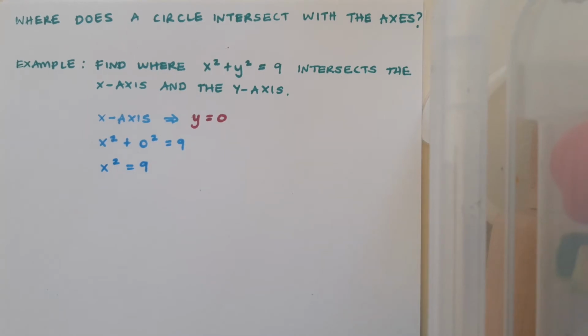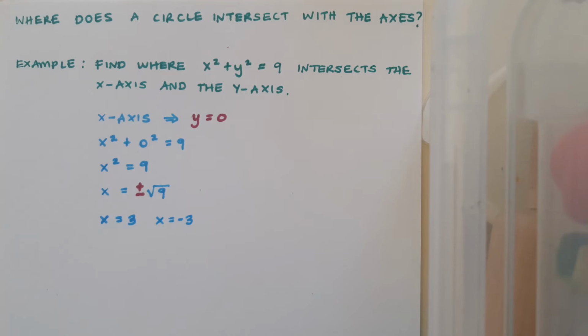And now I want to solve for x. If x squared is 9, then I can square root the 9 to get the solution for x. But it's very important to remember that when you square root a number, there are two possible solutions, the positive solution and the negative solution. So I want the positive root of 9 and the negative root of 9 also. The positive root of 9 is just 3, and the negative root of 9 is negative 3. So now I know that the circle x squared plus y squared equals 9 intersects the x-axis at x equals 3 and x equals minus 3.